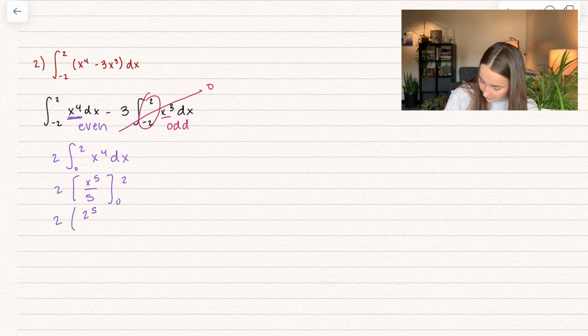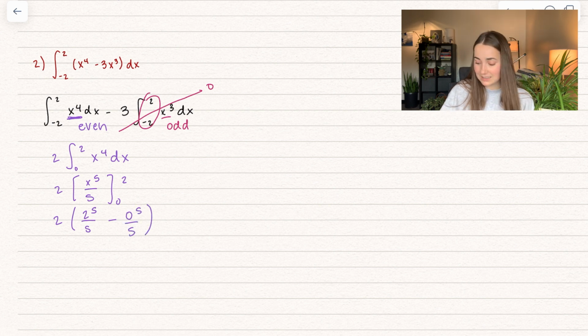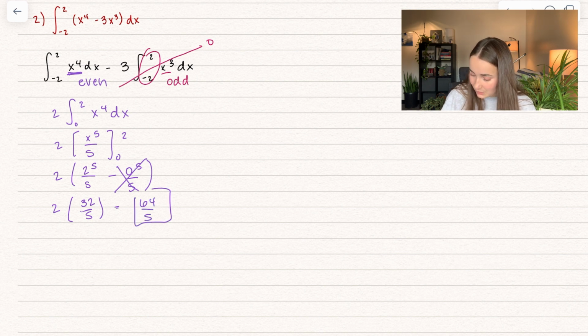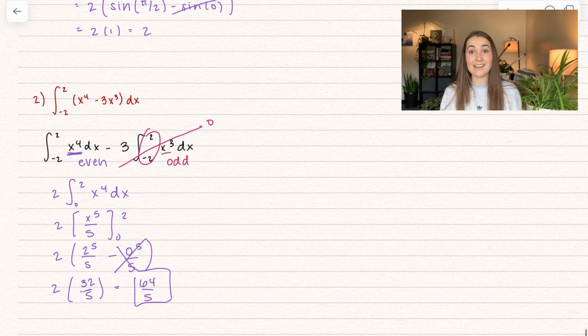So we get 2 to the power of 5 divided by 5 minus 0 to the power of 5 divided by 5. That is nice because we get to just work with 0, and that becomes 2 times 32 divided by 5, or we can rewrite that as 64 divided by 5. And so that is going to be that entire area of the function.